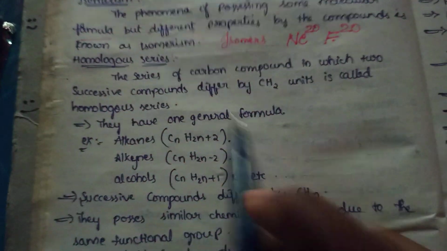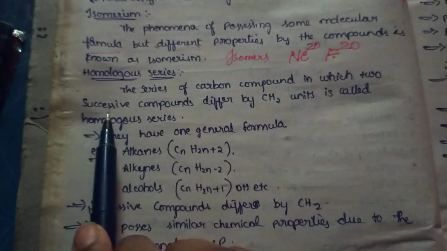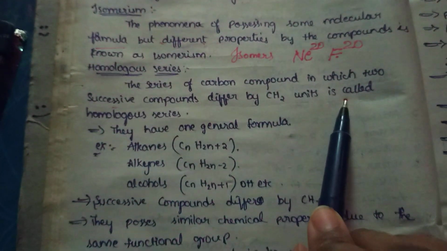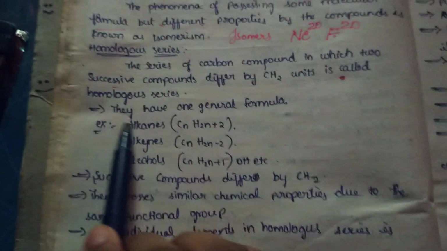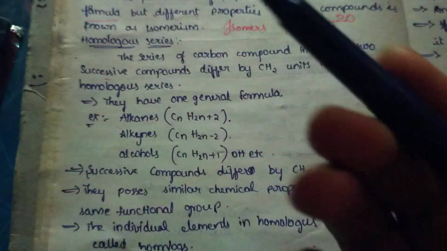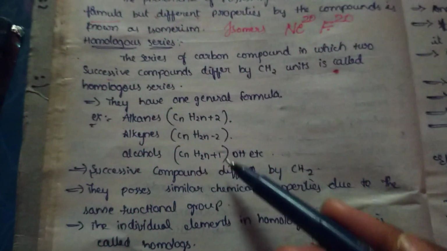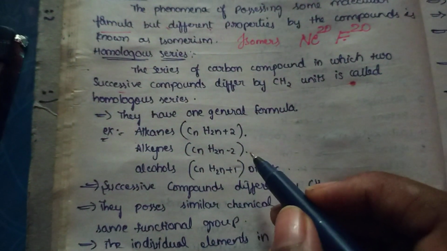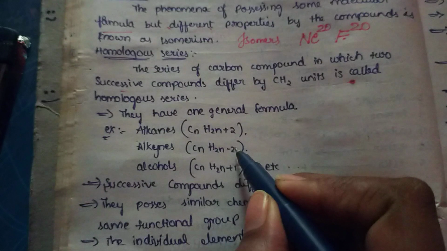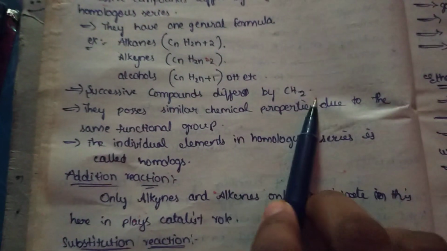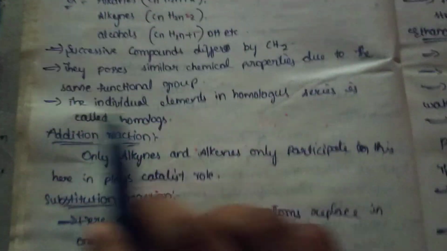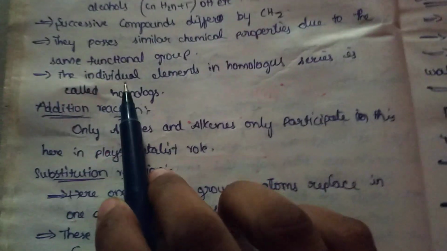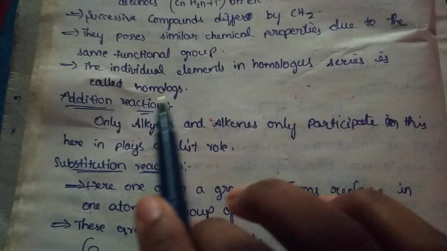Homologous series. Next, the series of carbon compounds in which two successive compounds differ by CH2 units is called a homologous series. So they have one general formula. I have already discussed this with you three times and am repeating it again. Successive compounds differ by CH2. They possess similar chemical properties due to the same functional group. An individual element in a homologous series is called a homologue.